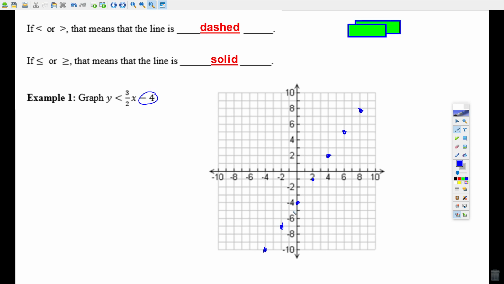So before you actually draw it, you're going to look and see if it's dashed or solid by looking at the symbol. And since you have just less than, it's going to be a dash line. So we're going to have the dots, but it's a dash line through everything, like so. That means it's not included.